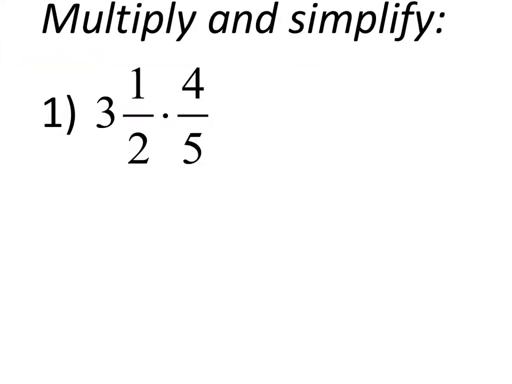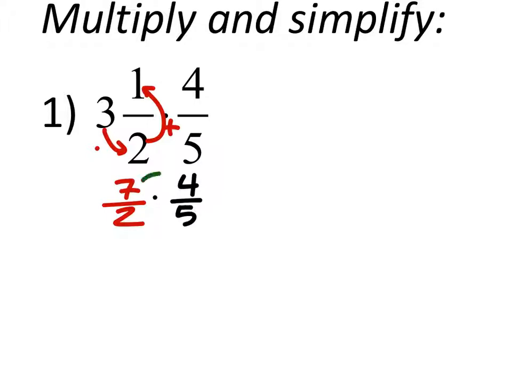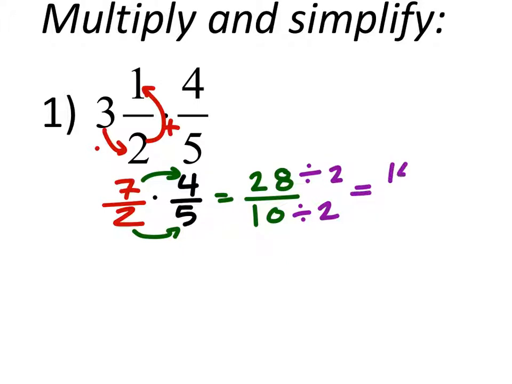So, multiply and simplify. I'm going to change this 3 1/2 into an improper fraction. So I got 3 times 2, which is 6, plus 1, that's going to be 7 halves. And this is multiplied by 4/5. So I can multiply these directly. 7 times 4 is 28, divided by 2 times 5 is 10. And since these two are both even, we could at least divide them by 2 and see where we're at. So I got 14/5. I can't simplify that any further, so I would leave that as 14/5.